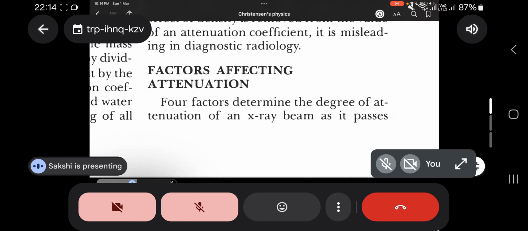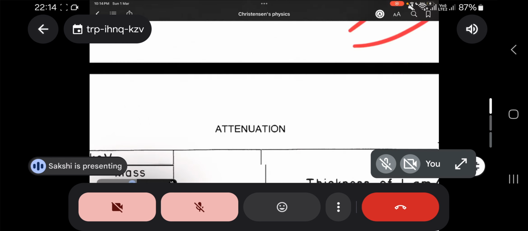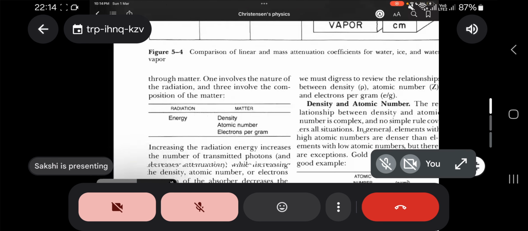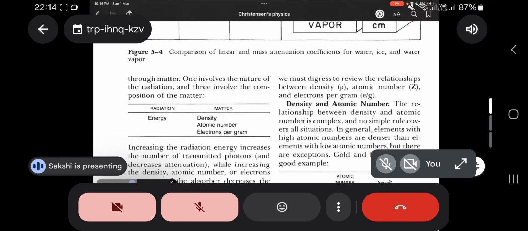So there are basically four factors that will determine the degree of attenuation. What are these factors? Firstly, energy, obviously: high energy, low energy. If we are considering matter, then density, atomic number, and electrons per gram. Please write it in your notebook. Once you're done, let me know.